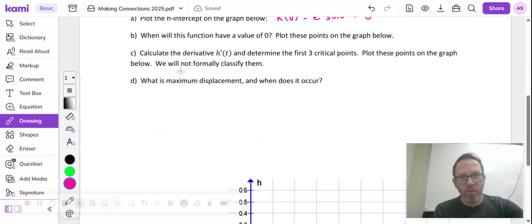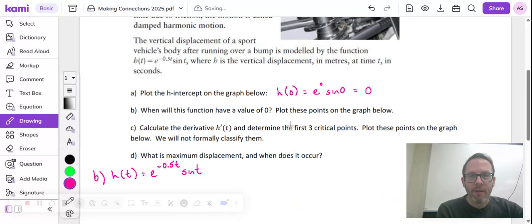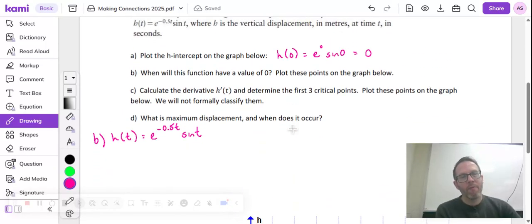I don't want to blow all of my space down here, but I'm just going to add a little note here. So h of t equals e to the power of minus t times sine t; I'm just rewriting the function for myself. That is the function, right? So if we're asking when is this function equal to 0, well, exponentials are never 0. So we don't have to worry about that part of the function.